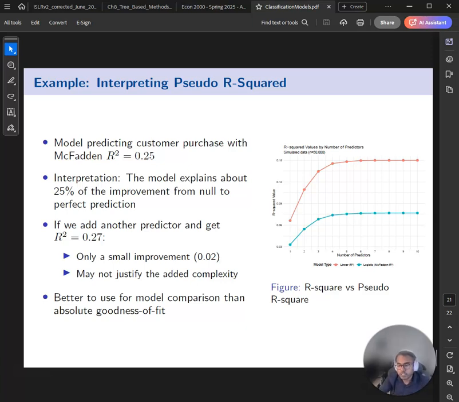The figure on the right shows an interesting comparison of R-squared values for linear regression and McFadden pseudo R-squared for logistic regression as we add more predictors. Note that the R-squared is consistently higher than the logistic regression's pseudo R-squared. And this is exactly what we would expect based on our discussion. Also note that both curves flatten out after 4 or 5 predictors. This suggests that additional predictors beyond this point aren't adding much value, a common situation in many modeling scenarios. This is why these measures are so useful for comparing different model specifications.